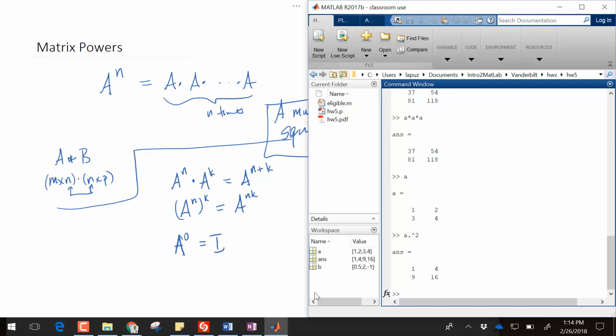A raised to the -1 power is the inverse of A. And that's what we're going to do today.